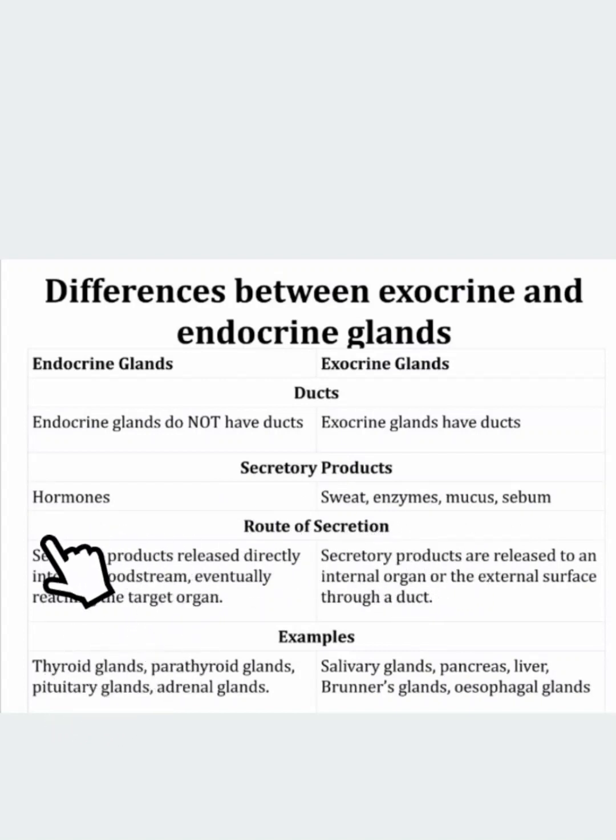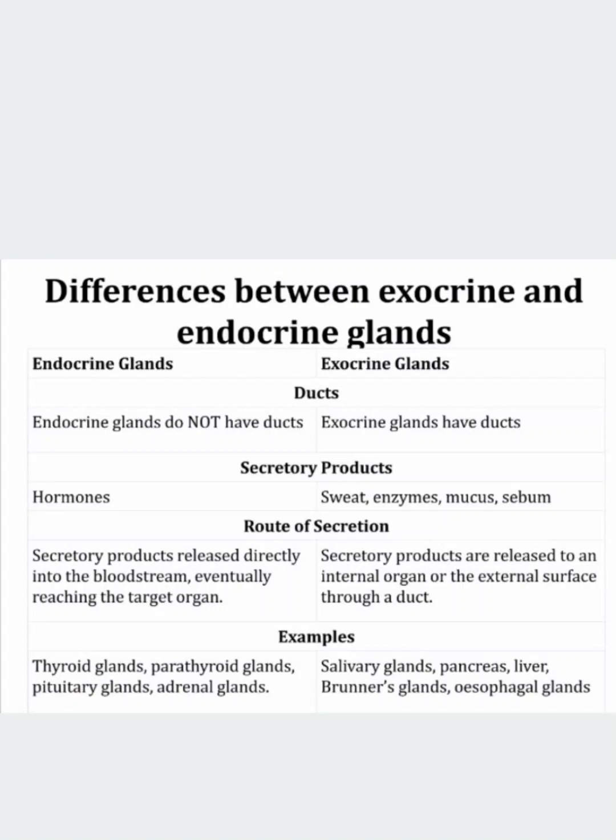Then as we said, secretory products are released directly into the bloodstream in the case of endocrine glands, whereas the secretions of exocrine glands are secreted into the internal organs, as we said, for example the stomach, duodenum, or esophagus, or the external surface, but the important thing is through a duct. So via duct there is secretion in the case of exocrine glands. In the case of endocrine glands, the secretion is direct into the bloodstream.